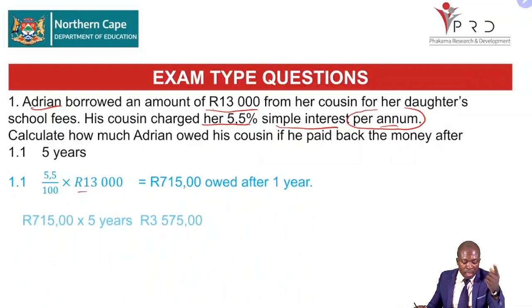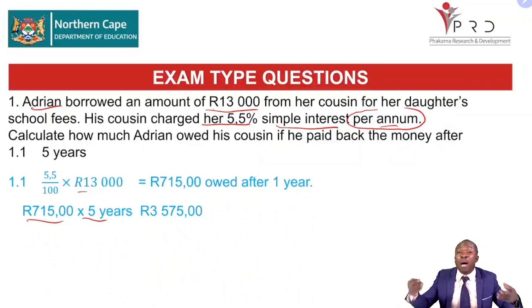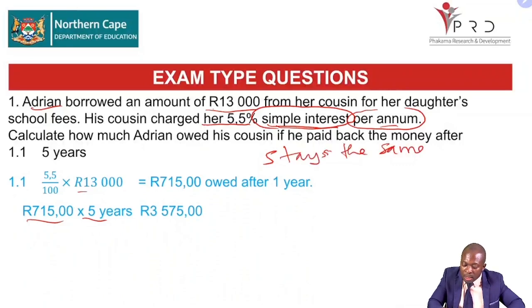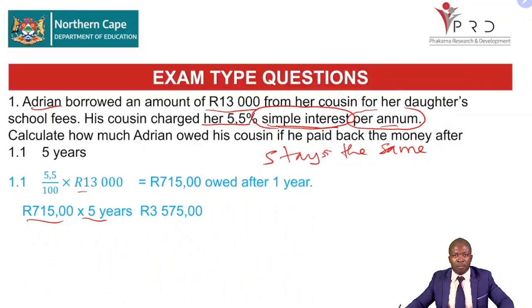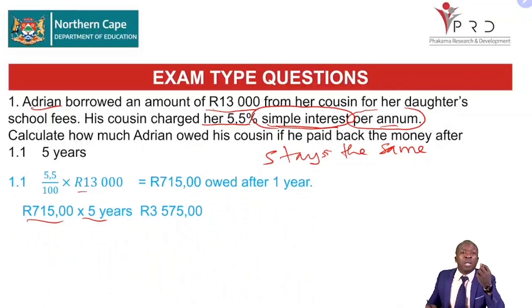So what do we do then? We are going to take 715, we times it by 5 years. Why are we multiplying? Because it's simple interest. The interest rate is going to stay the same. The interest rate, that's what? Stays the same. That's why we don't need to go year 1, year 2, year 3. We only do that for compound interest. Simple interest, you calculate the first one. From there, you multiply by the number of time periods you have.